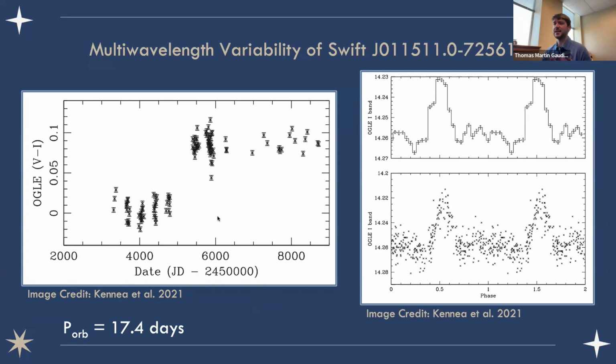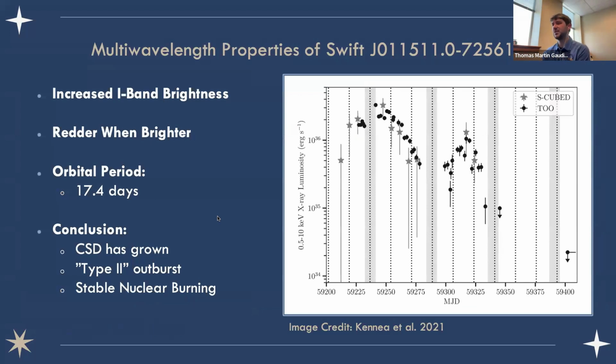How do we interpret all of this data that we're seeing for this system? Again, we have an increasing I-band brightness. We have a plateaued I-band and UVW1 band brightness. We see this redder-when-brighter effect again. We see pulses along orbital period timescales.